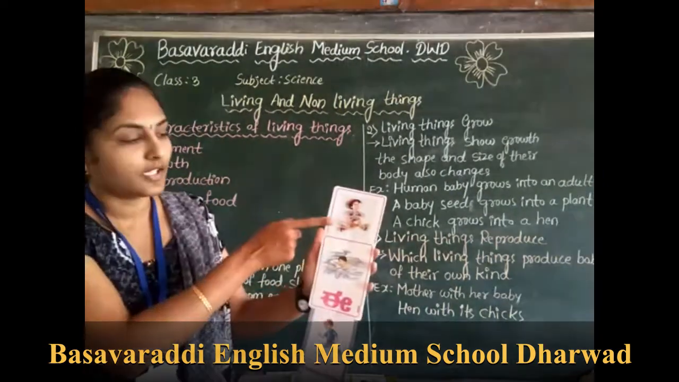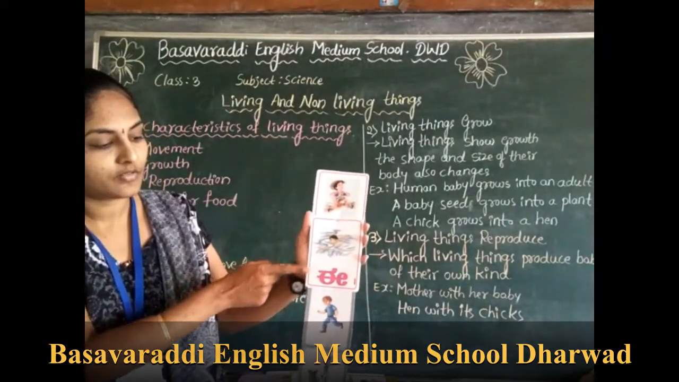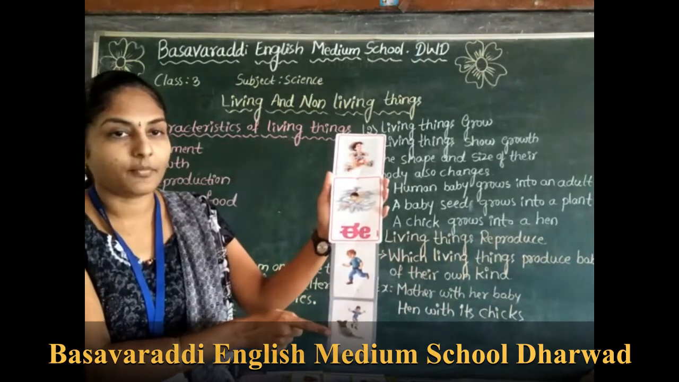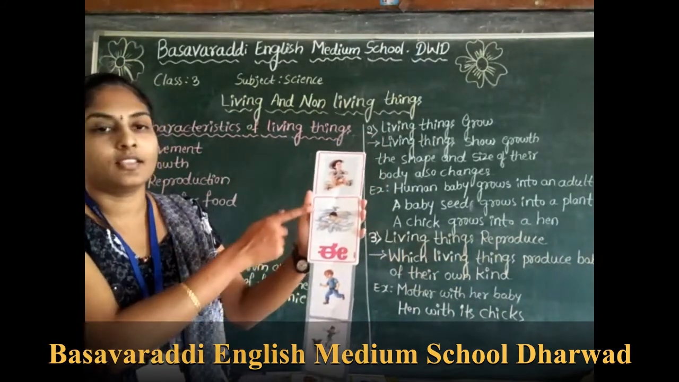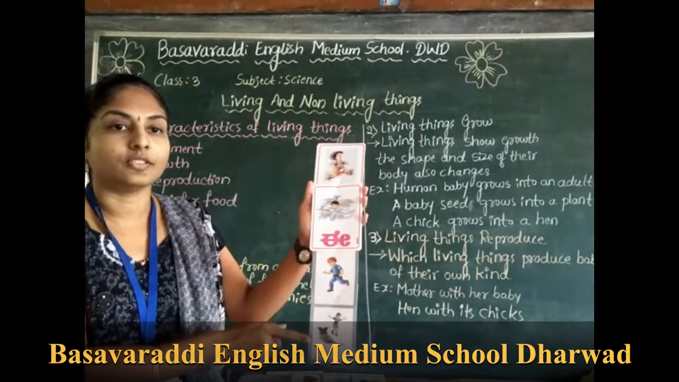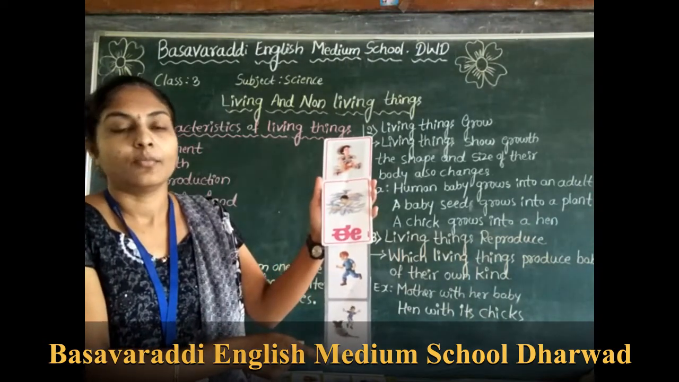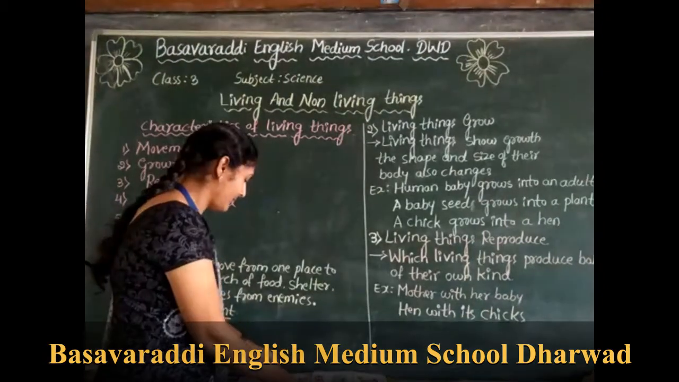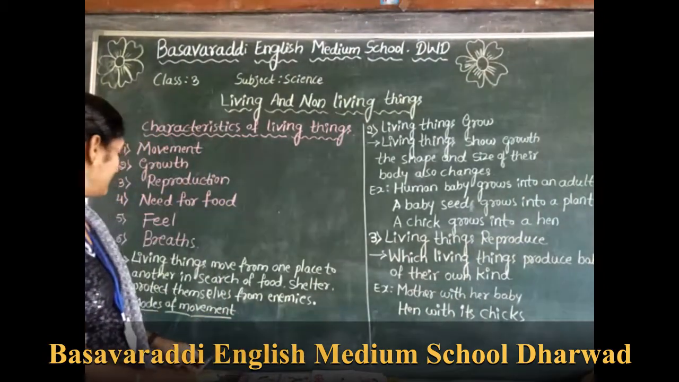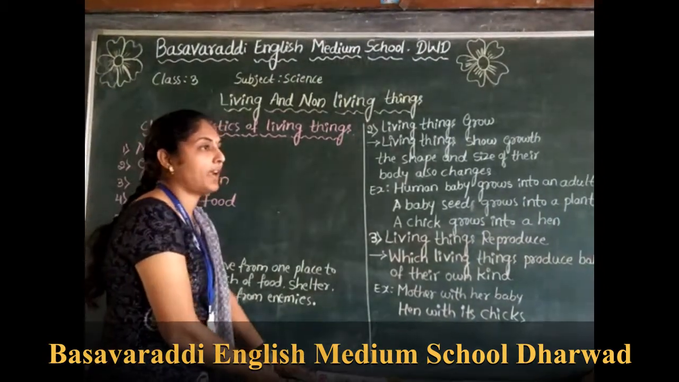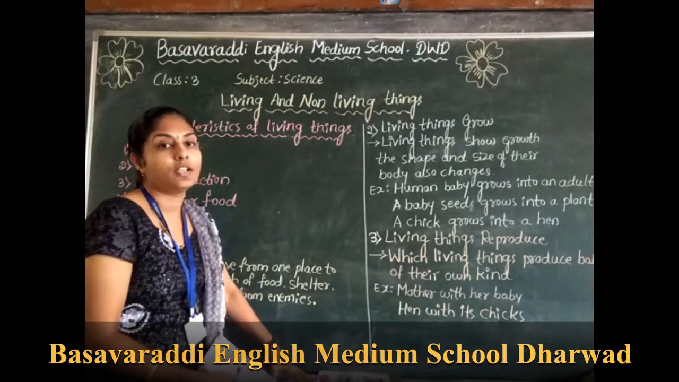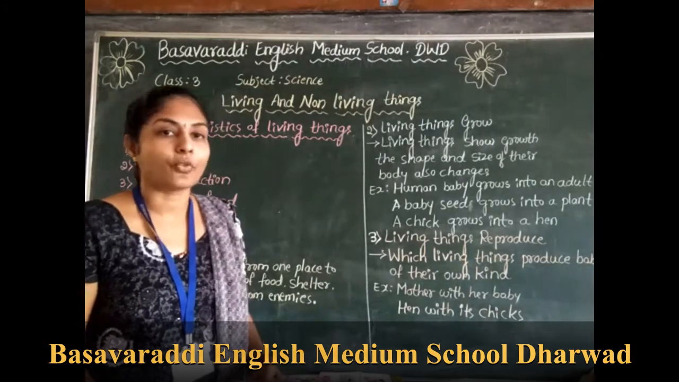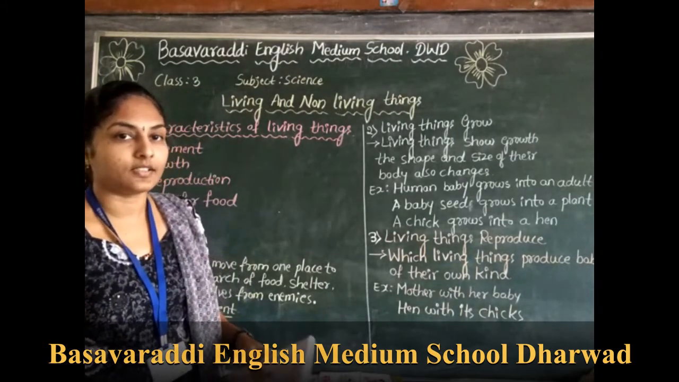A child runs, swims, walks and jumps. These are the actions of movement. These are the modes of movement. In the case of plants, they do not show movement. Why? Because they do not move from one place to another.